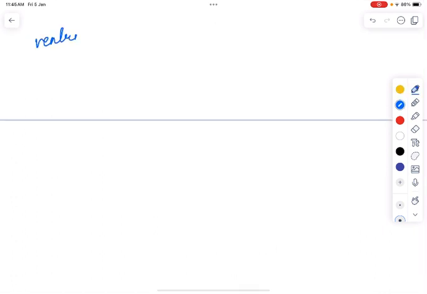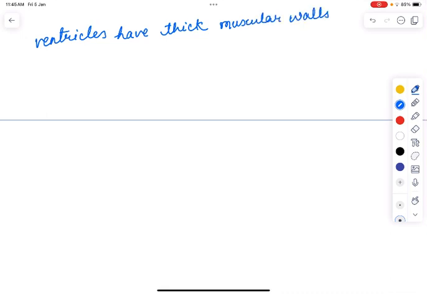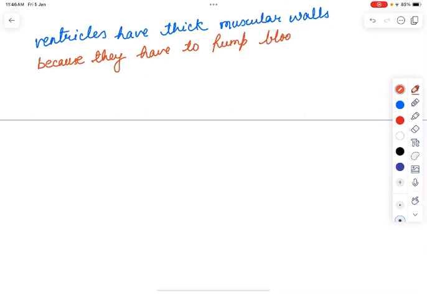Ventricles have thick muscular walls. Why? Because they have to pump blood to long distances.